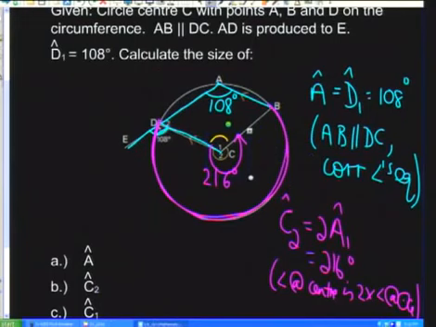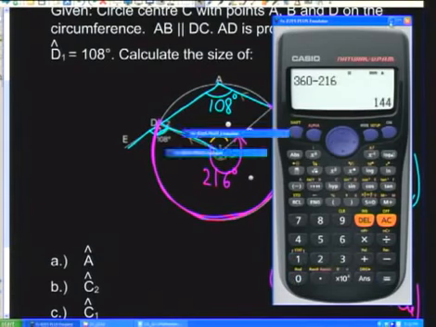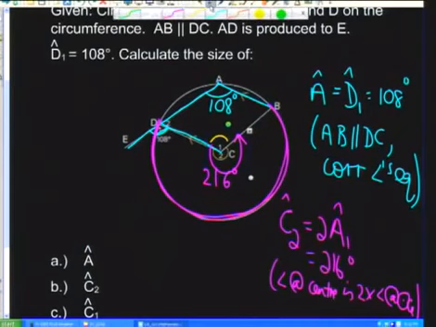And then finally, if you were going to work out angle C1, C1 just being a revolution would be 360 minus 216. So it would just be 360 minus 216, and that would be 144. So this angle here would be 144.